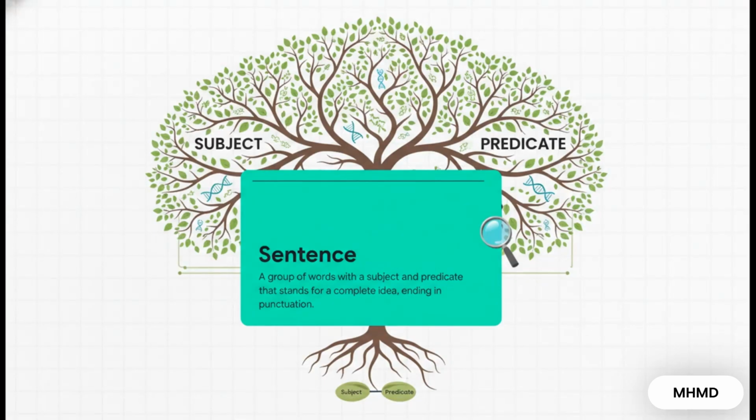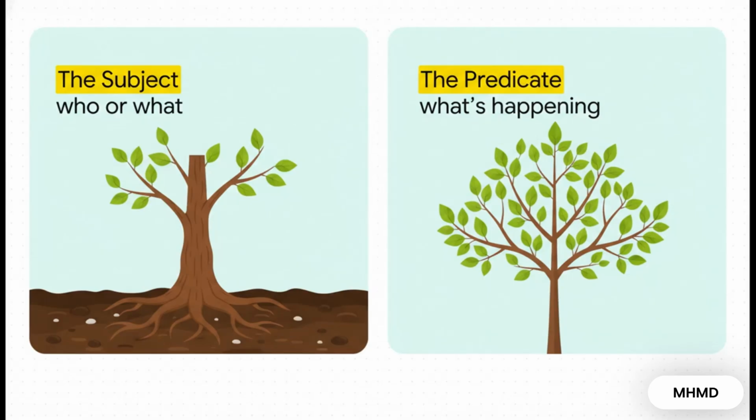So for that seed to actually be viable, for it to grow, for that thought to be truly complete, it needs two absolutely essential parts. This is its DNA, plain and simple. It has to have a subject, and it has to have a predicate. So what are they? Well, the subject, that's the who or what the sentence is all about. And the predicate, that's the other half. It's the part with the verb, and it tells us what the subject is actually doing or being.